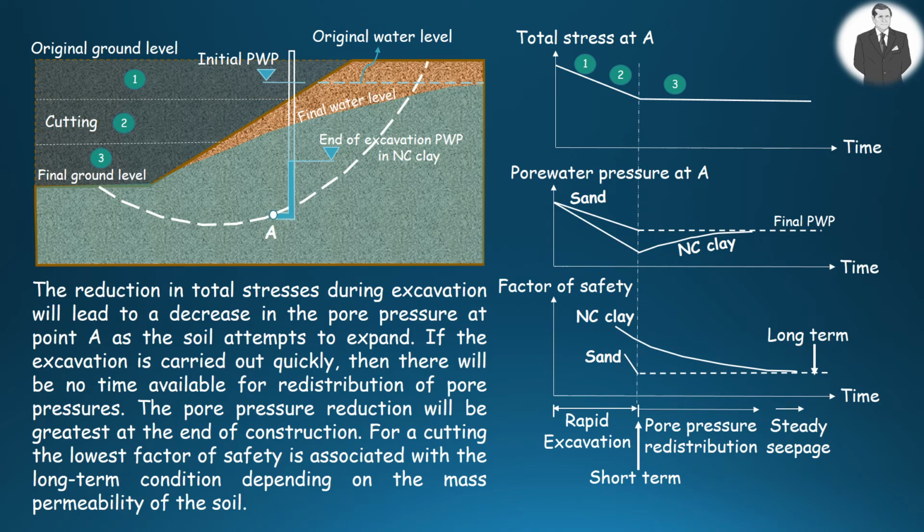Now let us consider another case, a cutting. The reduction in total stress during excavation will bring about a decrease in pore pressure at point A, as illustrated in the figure, depending on the soil type. If the excavation is carried out quickly, then there will not be sufficient time for redistribution of pore pressures. The pore pressure reduction will be greatest at the end of the construction stage.